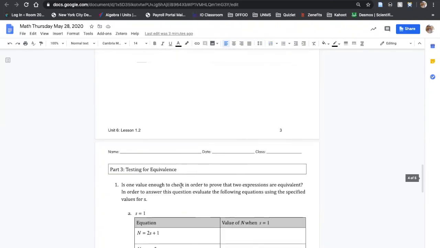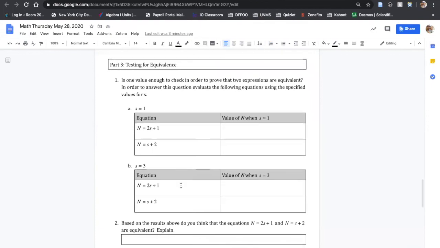Then, for the last page, we're going to try to see a couple of examples of when equations are equal and when they're not equal. So it says here, is one value enough to check in order to prove that 2 expressions are equivalent? All right, so we're looking at 2 equations over here. I have the equation 2s plus 1, the equation s plus 2. So looking at them, do you think they look like the same equation? Now, you might say yes, you might say no. We'll talk about it during the Zoom.